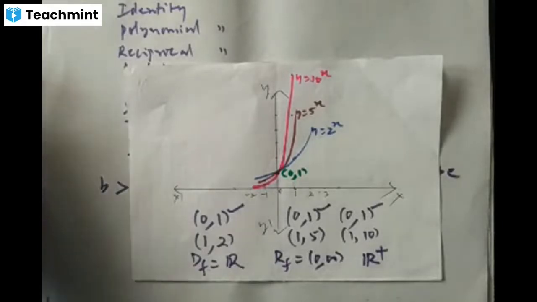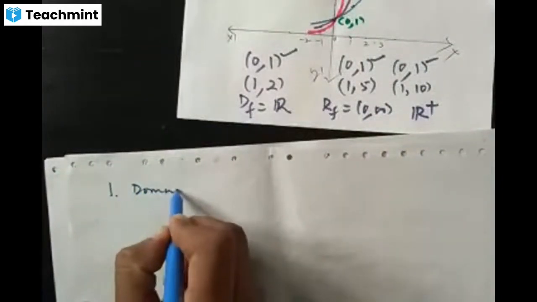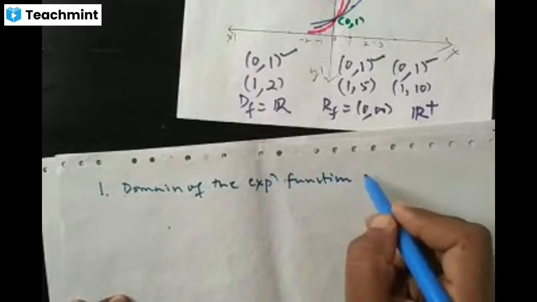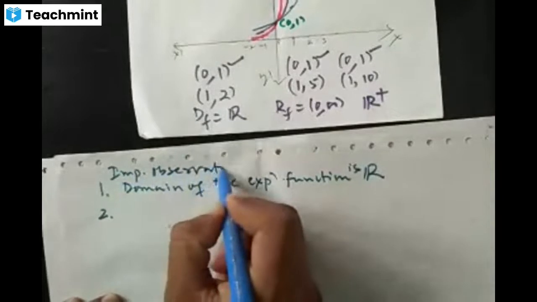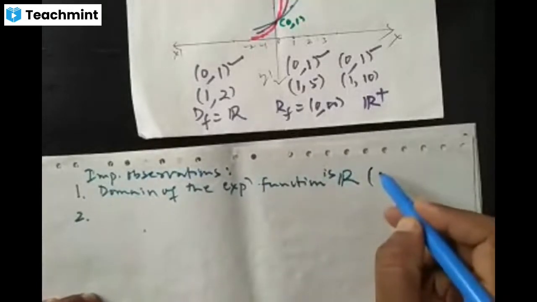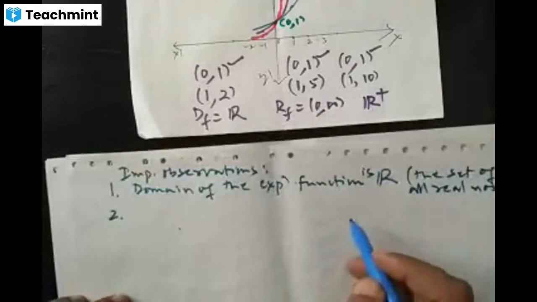So now we shall write down all the 5 important observations one by one. Observation number 1: the domain of the exponential function is the set of all real numbers R. These are important observations. First observation, the domain of the exponential function is the set of all real numbers R. Correct.